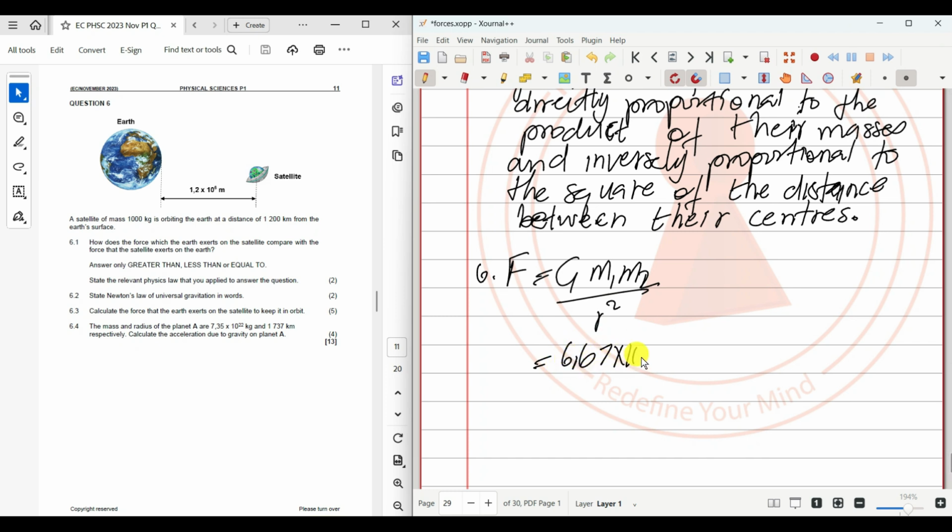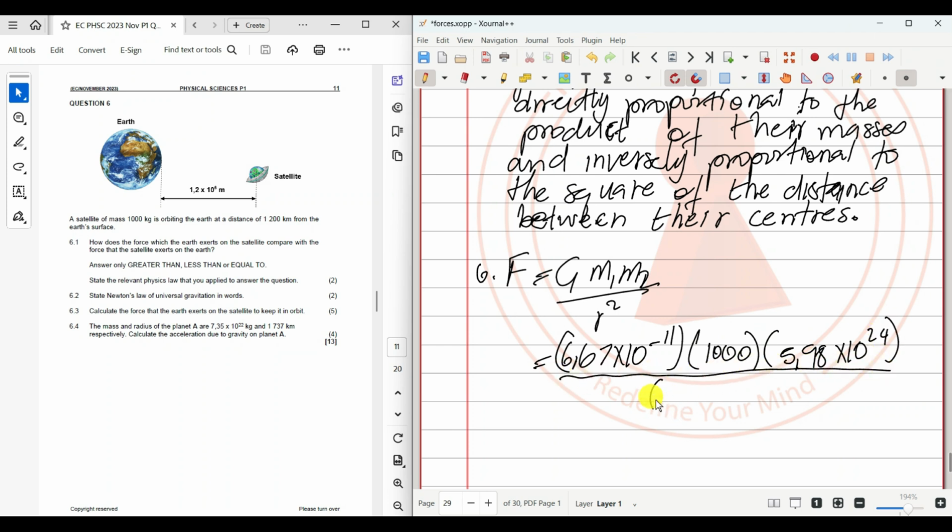6.67 times 10 to the negative 11. The constant is given, and the mass of the satellite is 1000. Mass of Earth is 5.98 times 10 to the 24. It is also given in your data sheet.